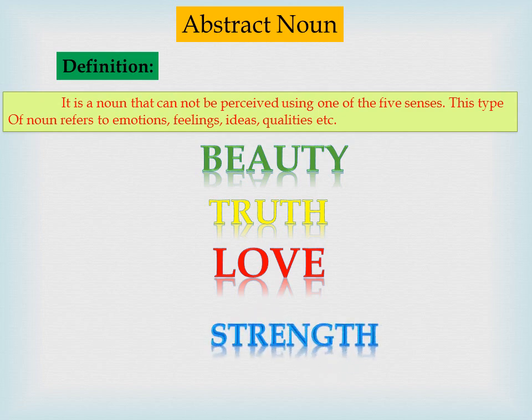Next one is strength. And the last one is honesty. These are the examples of abstract noun. We can say that abstract nouns cannot be touched, cannot be heard, cannot be seen. These are just qualities, these just can be feelings, emotions, ideas, etc.